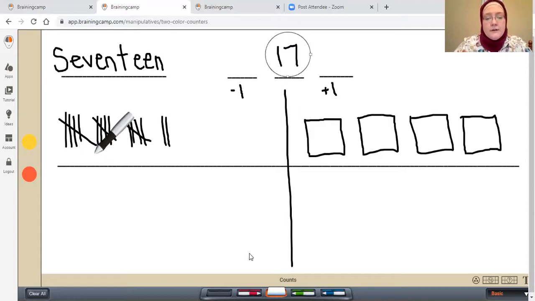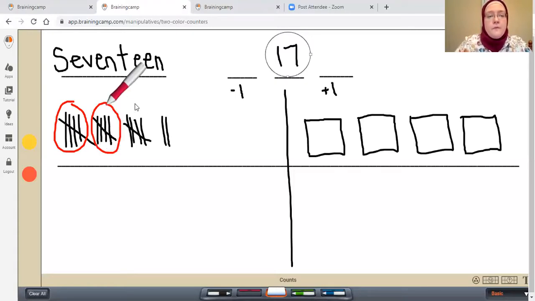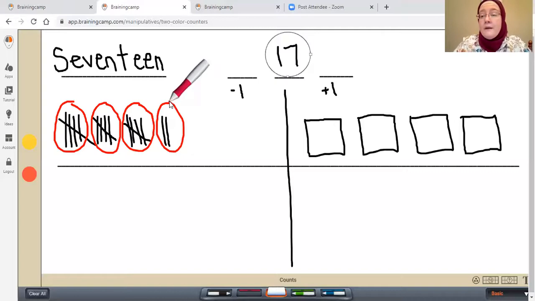I notice here, let me show you with a different color. I notice that I have a group of 5, another group of 5, a third group of 5, and a group of 2. So I'm going to use that same strategy on my dice to show another way to show 17. So let me go ahead and put that in. I'm going to put 5 on this one. You know what? Those might be a little bit too small.